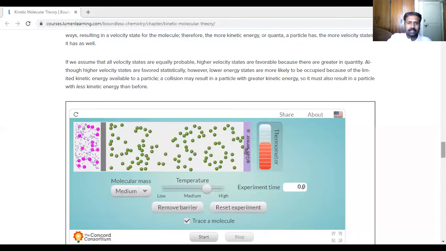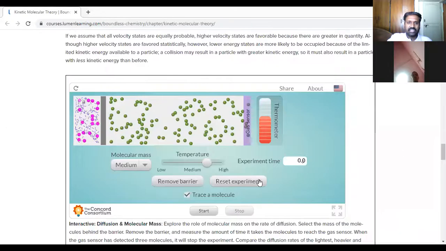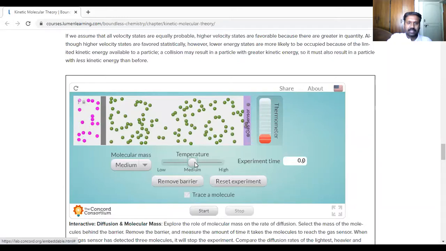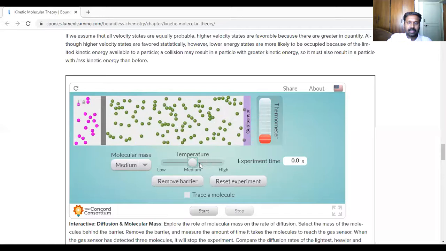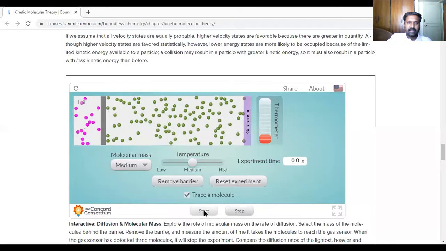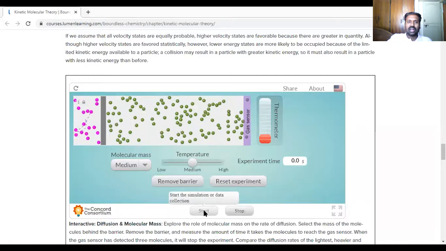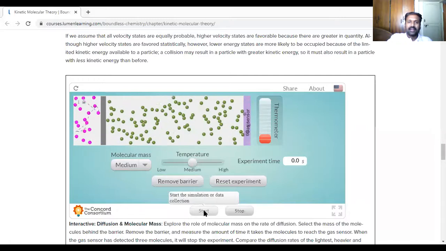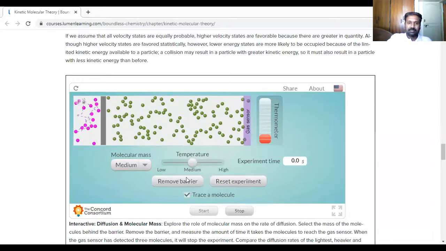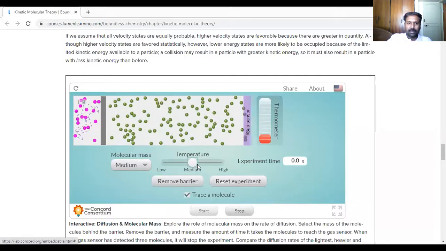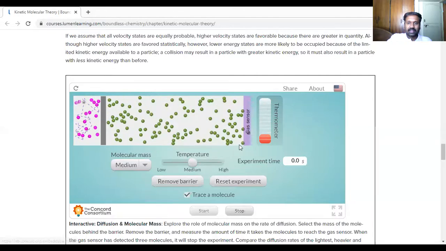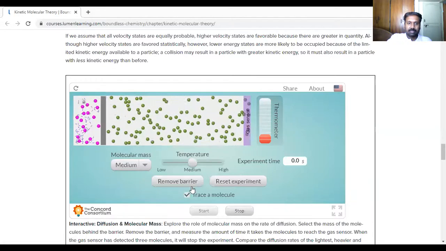You can see an interactive website here. Increase the temperature. What happens? Yes, see this? Now the molecules are moving fast. Now let me increase the temperature. What happens? So, increase the temperature.